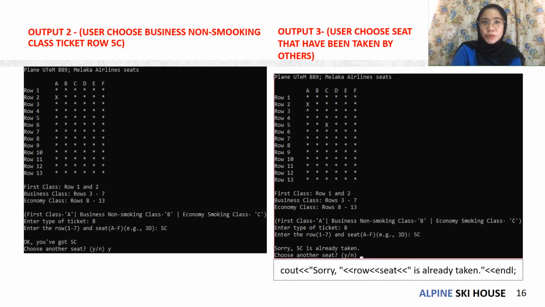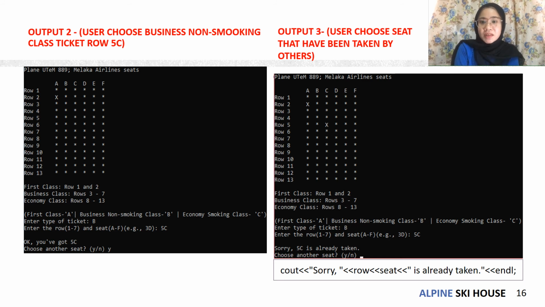For output 2, the user chooses business non-smoking class ticket. So, it will display enter type of ticket and the user chooses B. And then it will display enter the row 1 until 7 and seat A until F. And the user inputs 5C. So it will display, okay, you have got 5C. And then choose another seat and the user inputs Y to continue.